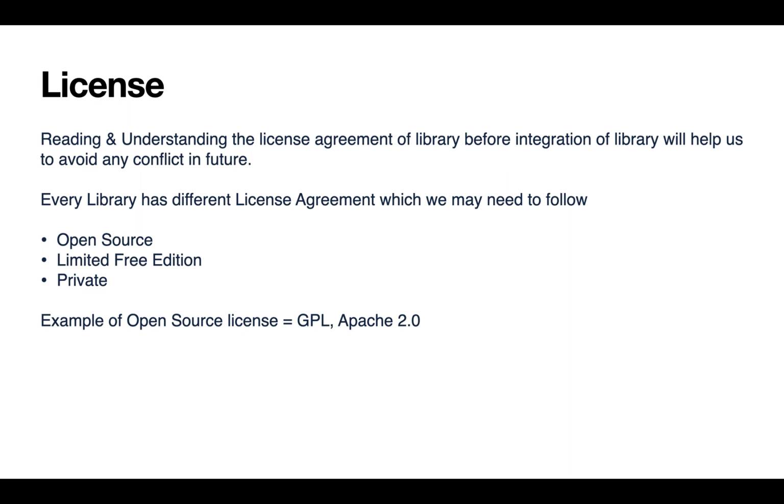Some have, we can say, a protected or limited free edition. That means it is conditionally free. You can use it, but you cannot use their source code. So those are conditional, and some are closed environment or private. That means we are not allowed to use their code base or their library at all without any permission. So those are private libraries. That's why it's better to understand the license agreement of each framework or library before integrating it.